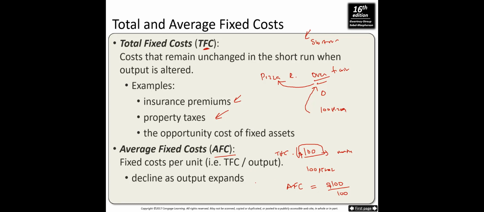And average fixed cost declines as output increases. Why? Because if you produce 200 pizzas instead of 100, then the average fixed cost turns out to be 0.5. So the cost is dispersed over the quantities you produce.